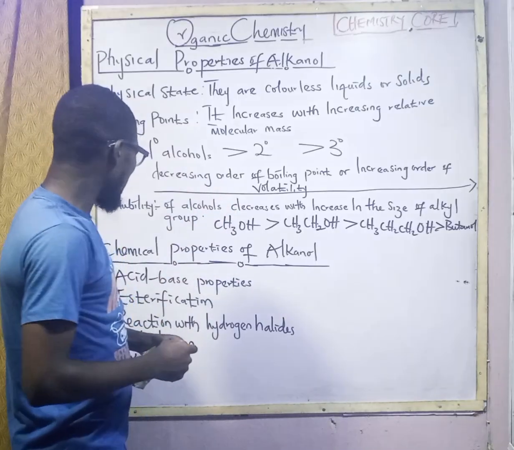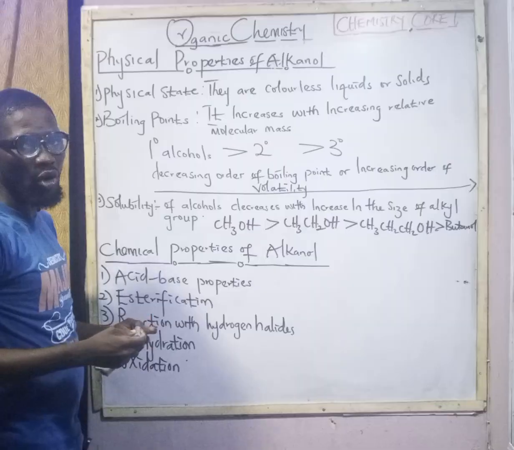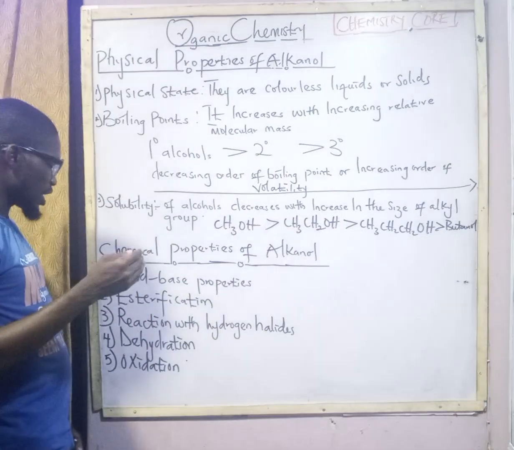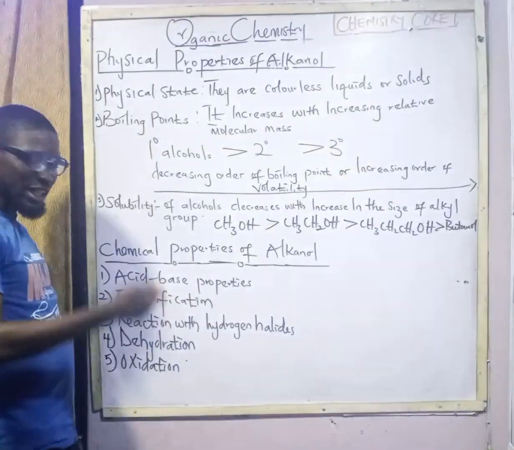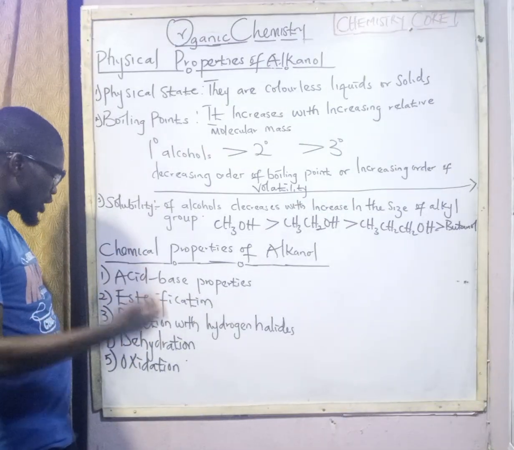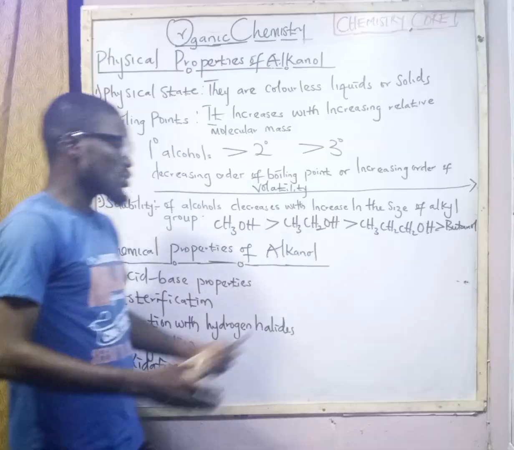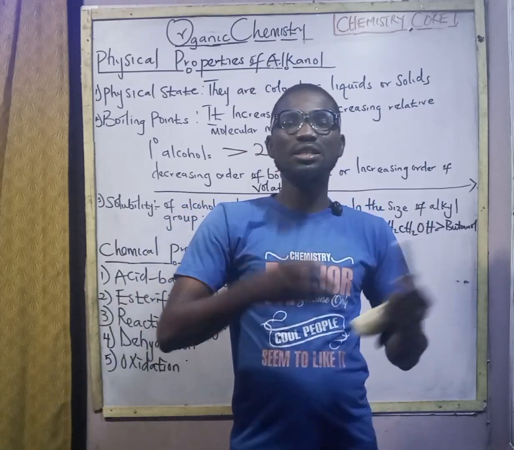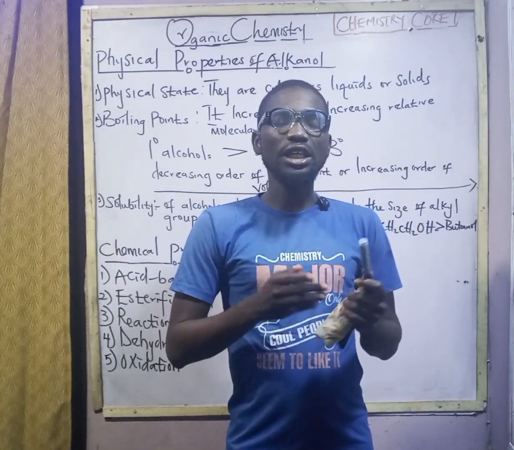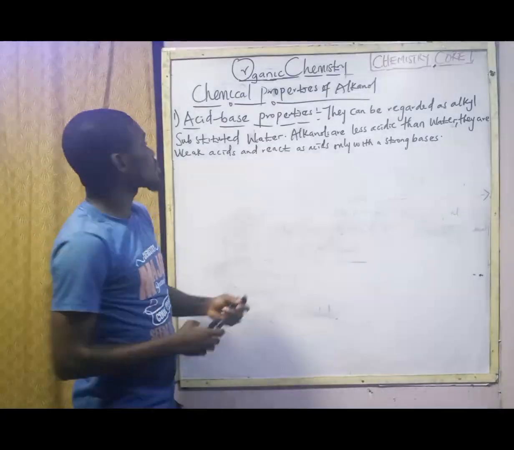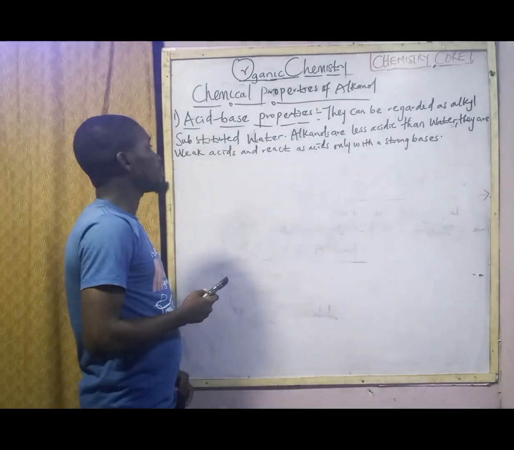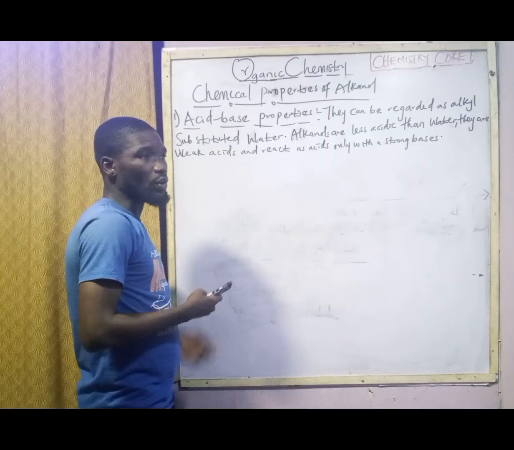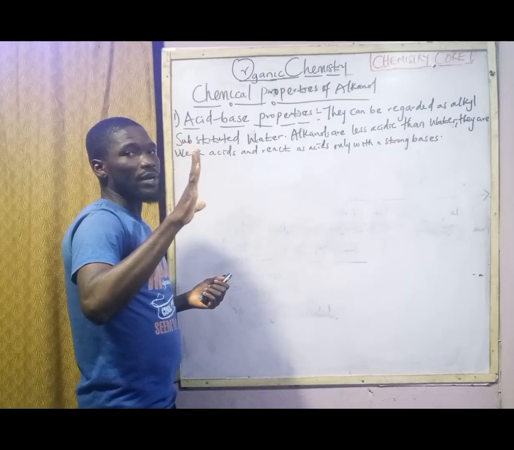So guys, let's quickly take a look at the chemical properties of alkanol or alcohol. The first one is acid-base properties. We have esterification, reaction with hydrogen halides, and dehydration. And the last one is oxidation. When we take a look at each of these chemical properties, I will show you the mechanism that occurs under each of them. So back to the acid-base properties under the chemical properties of alkanol or alcohol. We have five chemical properties I want to take a look at.